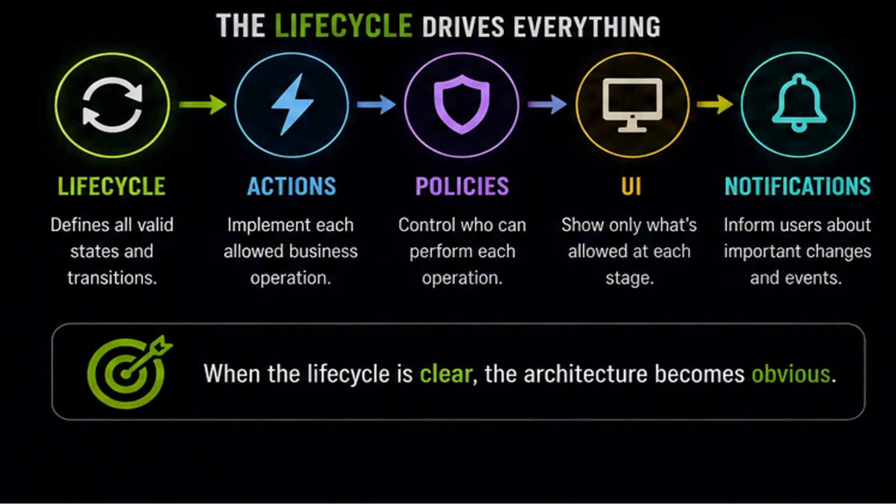The life cycle will define all valid states and transitions. The actions implement each business operation. The policies control who can perform each operation. So that's basically role-based access control. Then the UI will show only what's allowed at each stage. Then I have notifications to inform users about important changes and events.